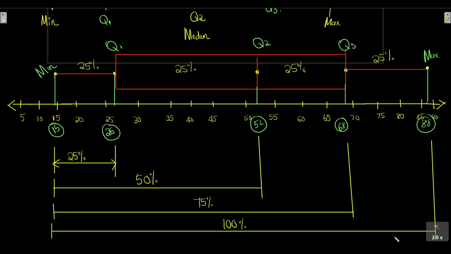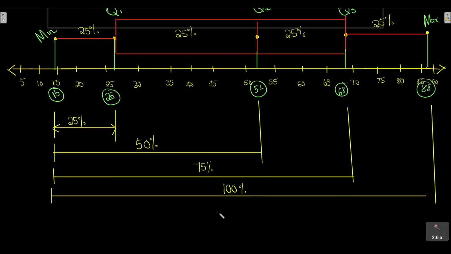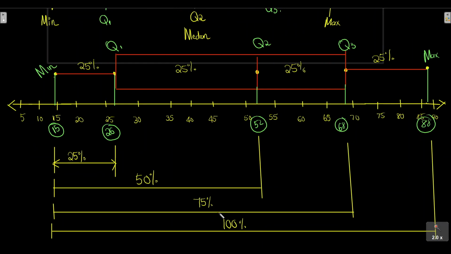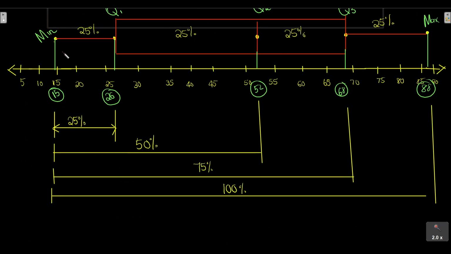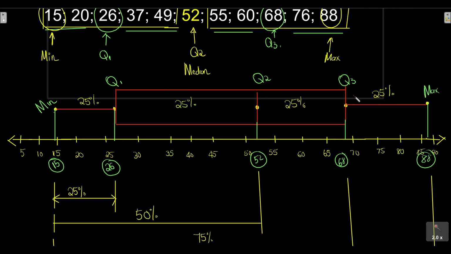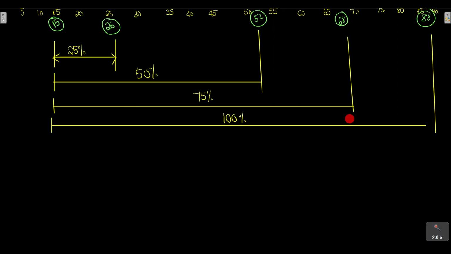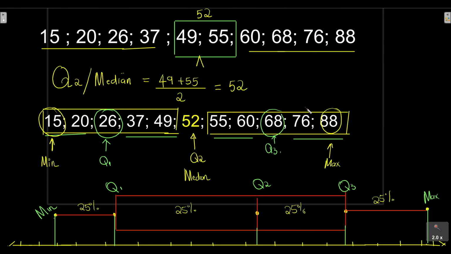Okay, so we can also say that your box and whisker diagram shows percentiles, because we can see that from your minimum to your Q1 is your 25th percentile. Your Q2 is your 50th percentile, right? And your Q3 is your 75th percentile. So your box and whisker diagram represents your 5-number summary, and yes, it represents your percentiles as well, right?